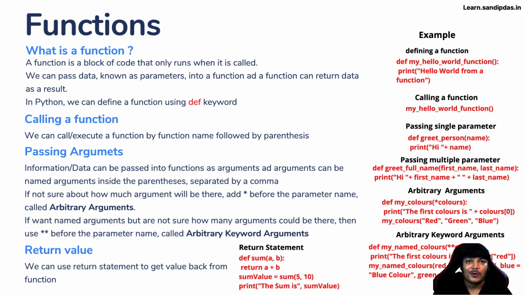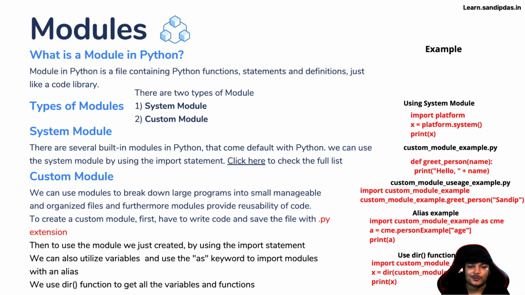Now let's learn about modules. So what is a module in Python? A module in Python is a file containing Python functions, statements and definitions, just like a code library. There are 2 types of modules. The first one is the system module and the second one is the custom module.